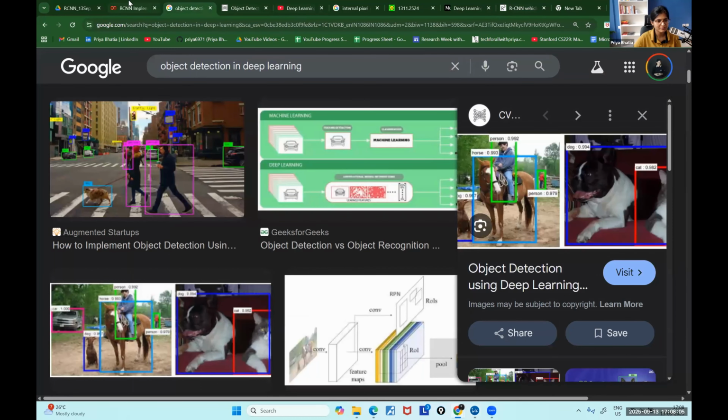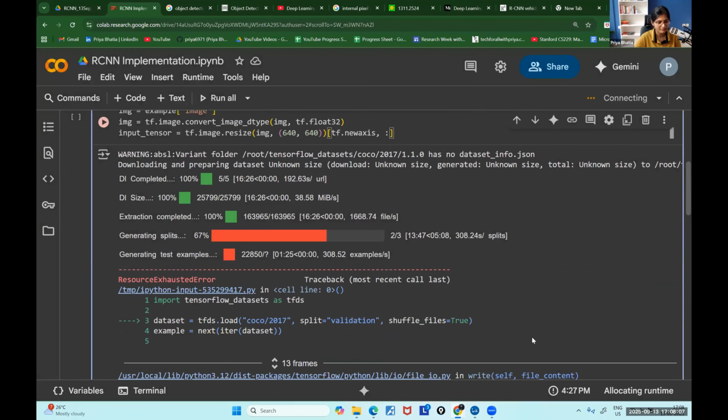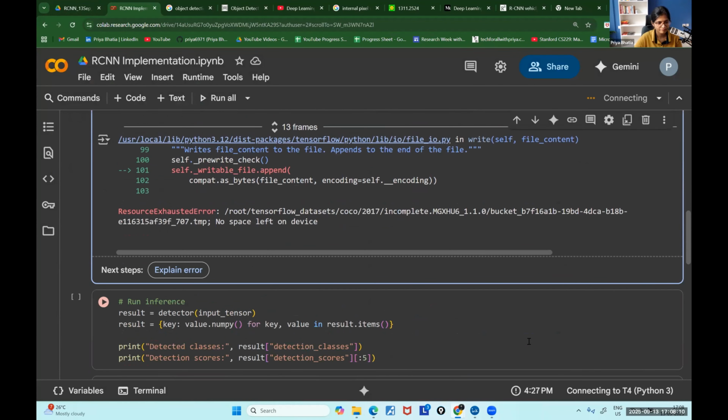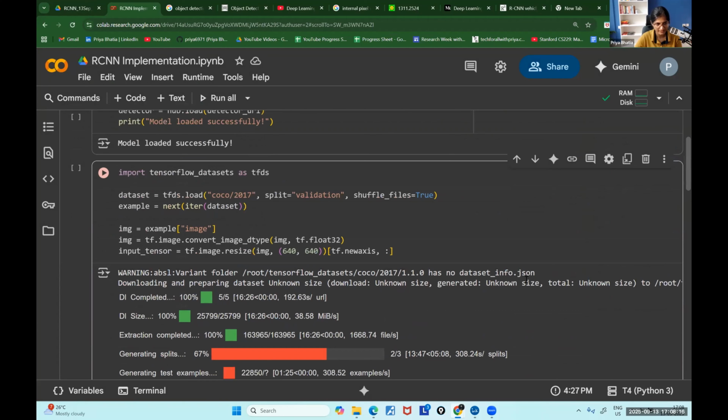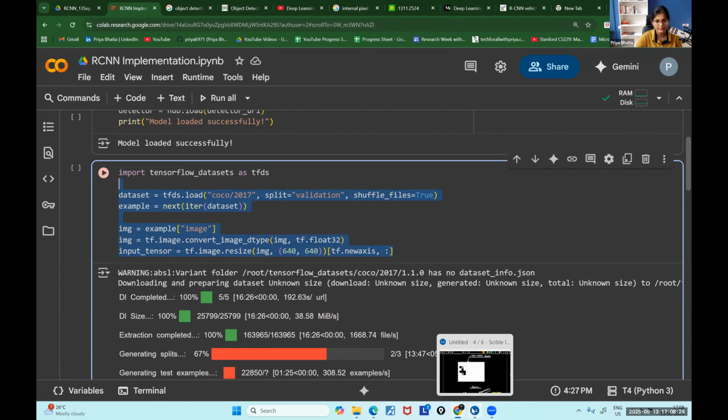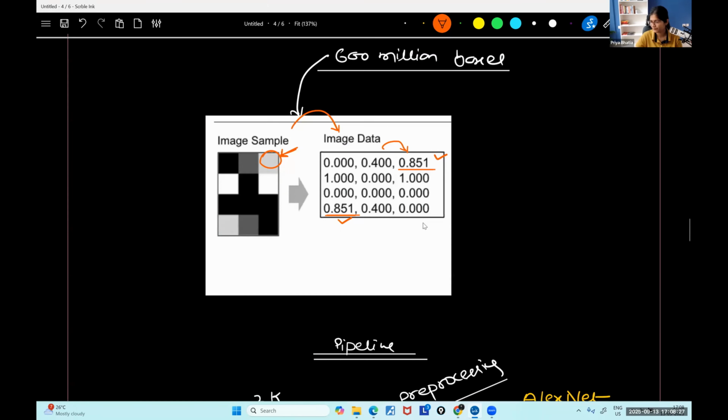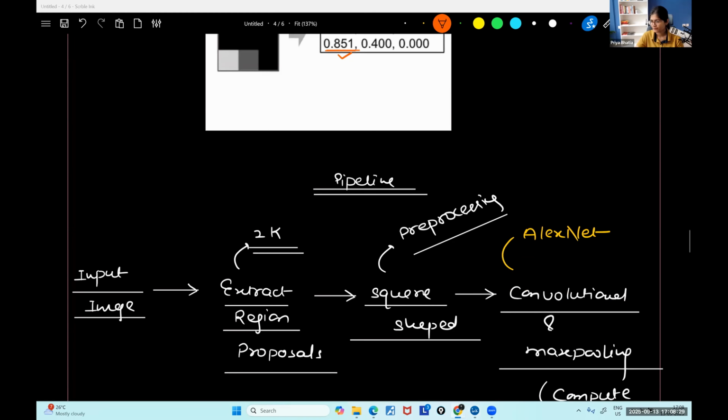In the meantime, let me check what happened. No space left on device, and I don't have a bigger RAM size either. So I will look into it. Maybe I have to take one sample image to showcase. Let me check what we can do here. But is the intuition clear? Tell me if it is clear to everyone.